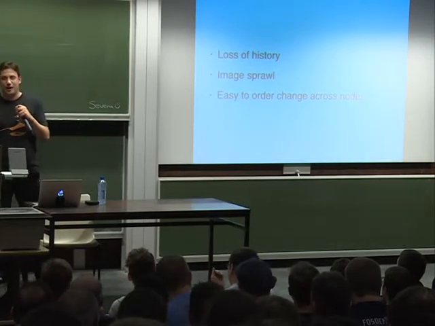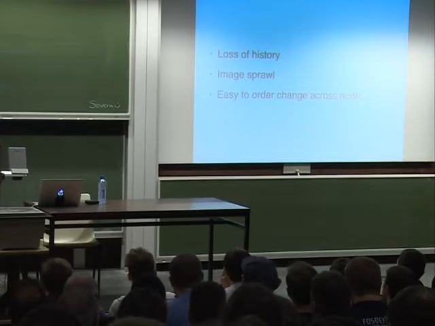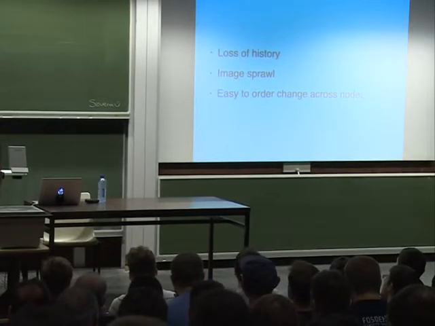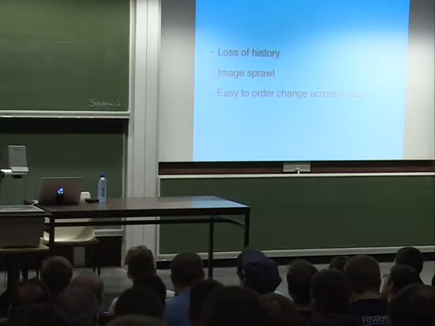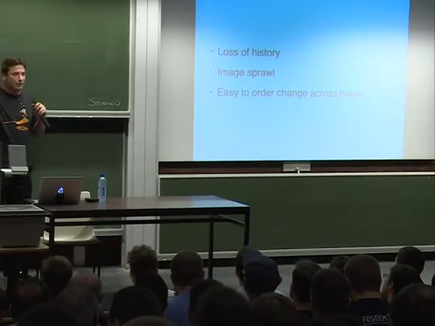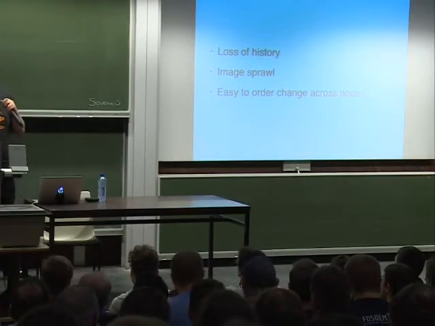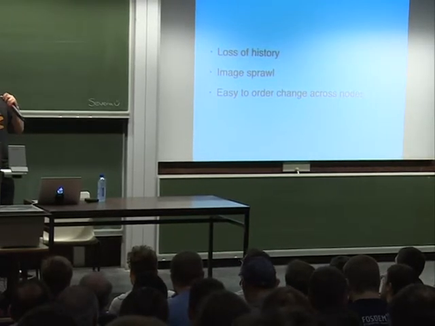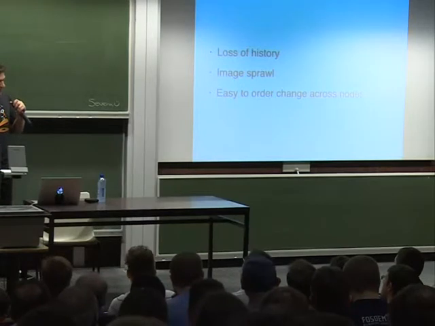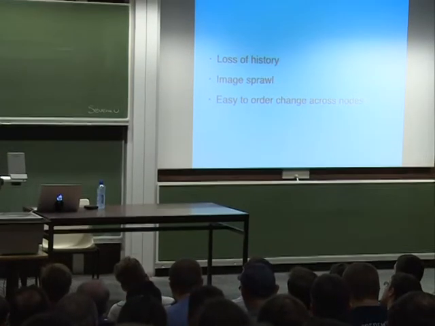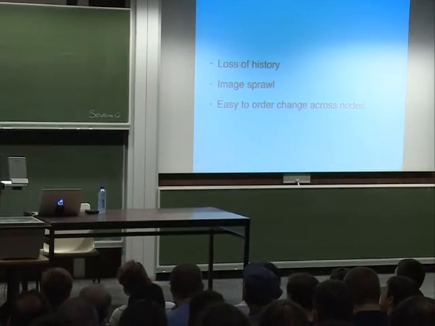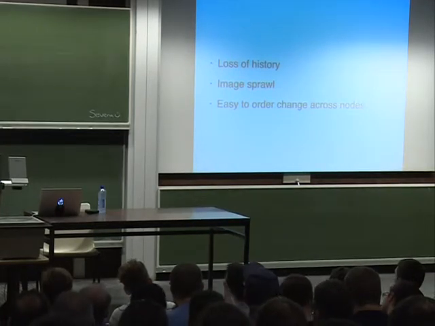But ultimately, it has the same problems as a lot of the other techniques, right? Loss of history, image sprawl. If you have 17 different kinds of servers, you're going to have at a minimum 17 kinds of image artifacts, like Docker IDs or whatever you have floating around the place. However, it is kind of easy to manage change across nodes if you have an external system with an SSH infrastructure. You do this, you do that. We'll get to that later.